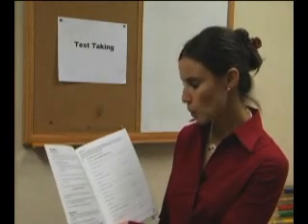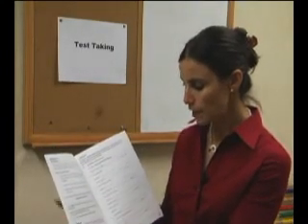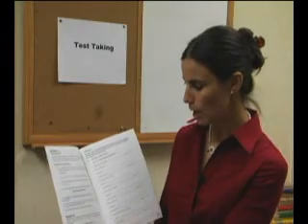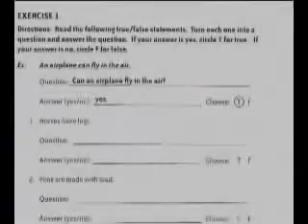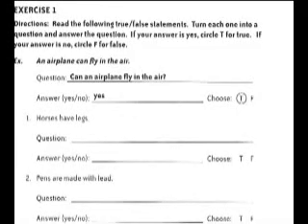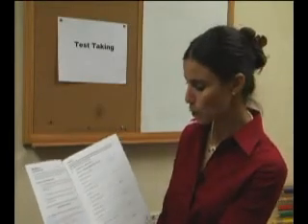For exercise 1, students are asked to read different true-false statements and then turn each statement into a question. If the answer is yes, the question is most likely true. For instance, let's look at the example. An airplane can fly in the air. Let's convert that to a question. Can an airplane fly in the air? The answer is yes. Therefore, the answer is true.